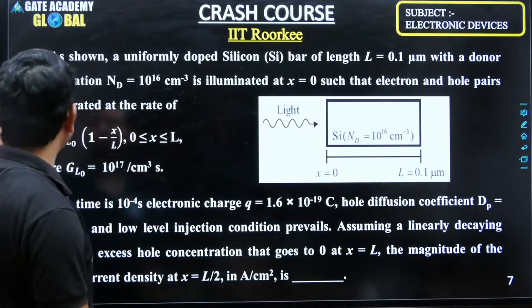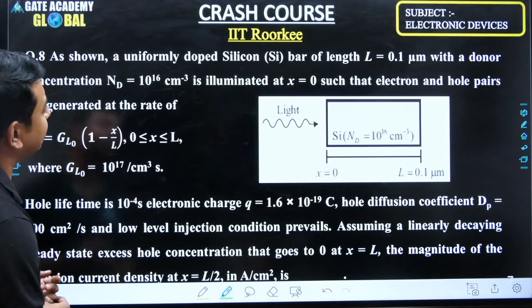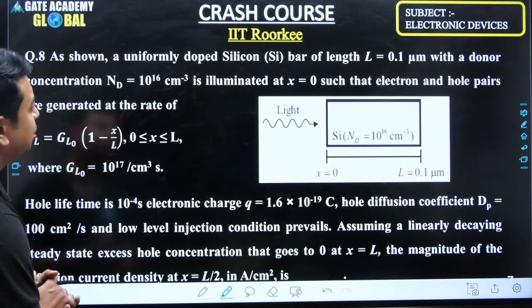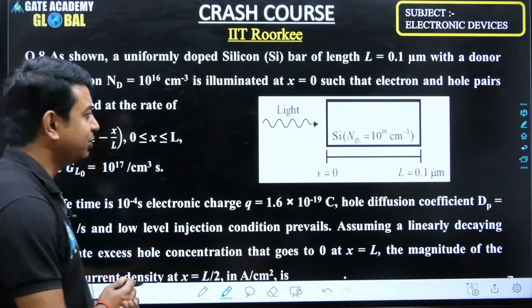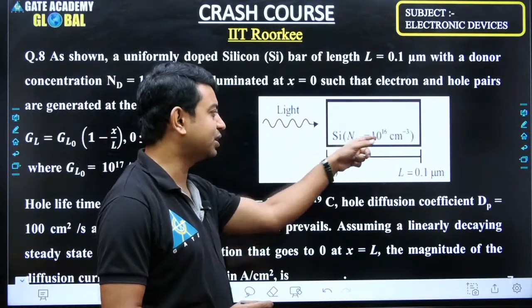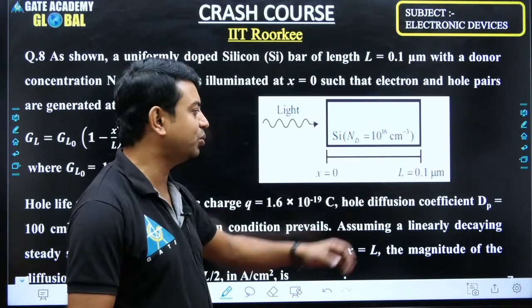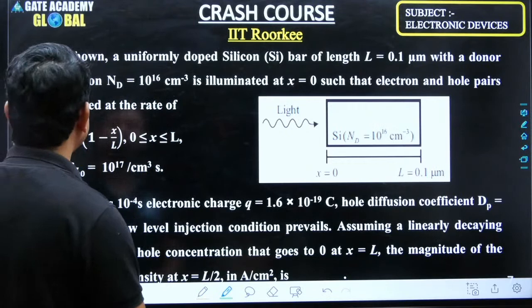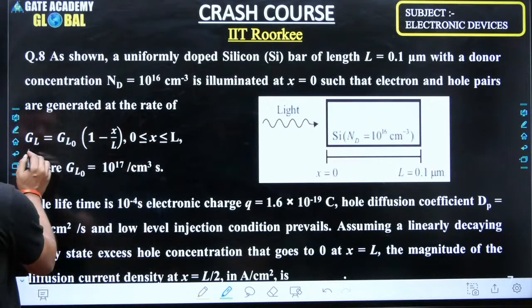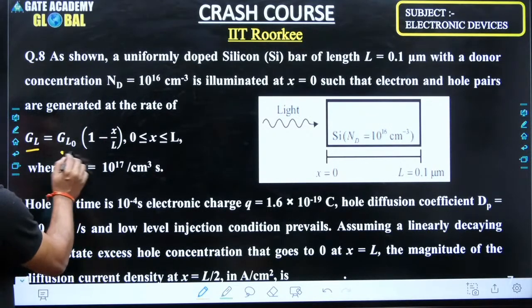Now we have another question, as shown: a uniformly doped silicon bar of length L is equal to 0.1 micrometer with a donor concentration Nd is equal to 10 to the power 16. A light source is applied at x is equal to 0, and the overall length L is equal to 0.1 micrometer, such that electron-hole pairs are generated. So now we have the generation rate GL, which is written in this way.